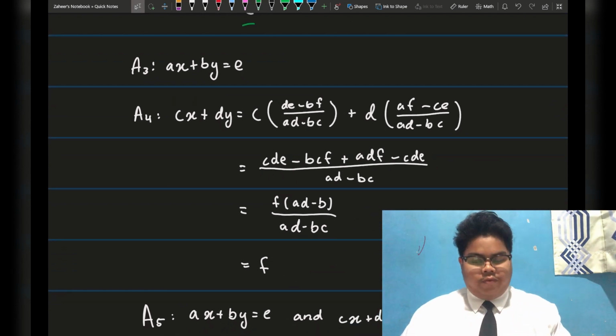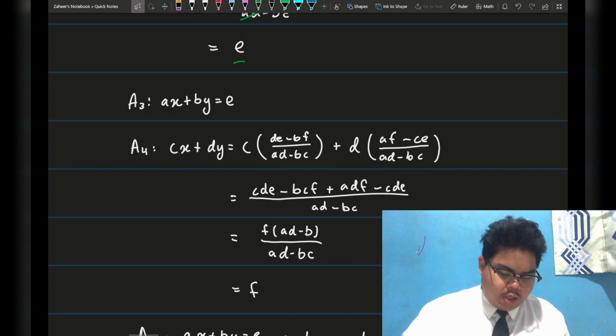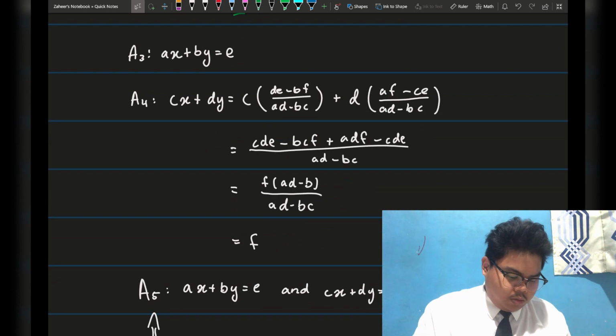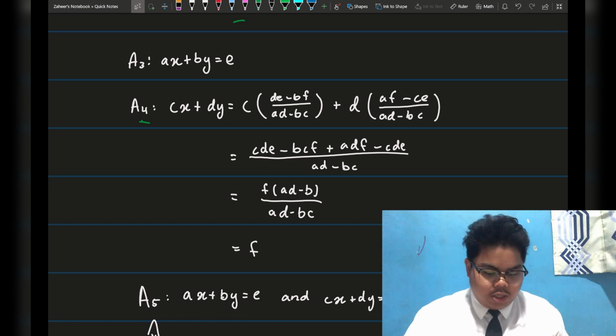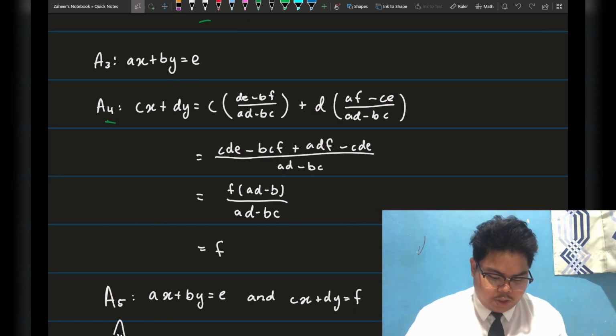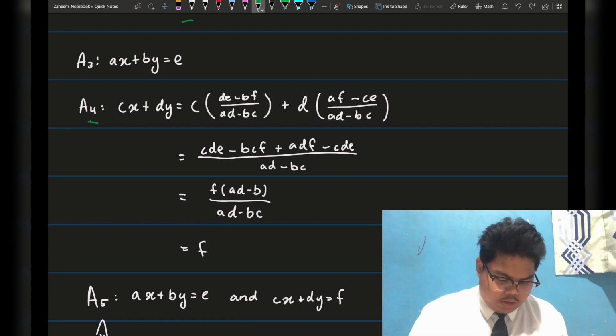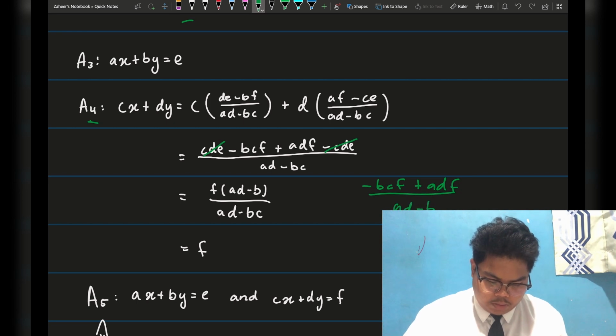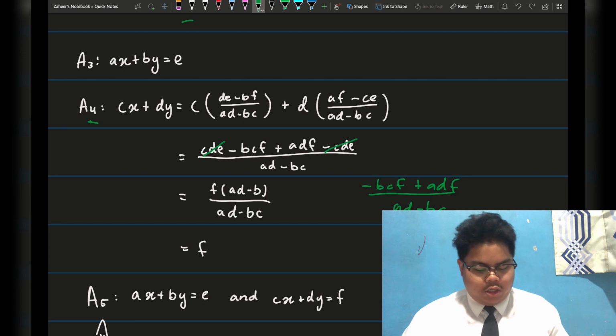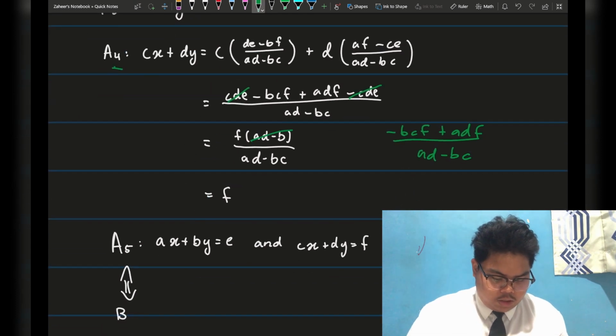Next, we can find the second equation, which is cx plus dy equal to f. We can do this in our a4. So we take the cx plus dy and we substitute the x and y, and we need to expand the bracket and cancel out cde, and it becomes minus bcf plus adf over ad minus bc, and again we need to factorize the f, and we can cancel the ad minus bc, so we can get the f.